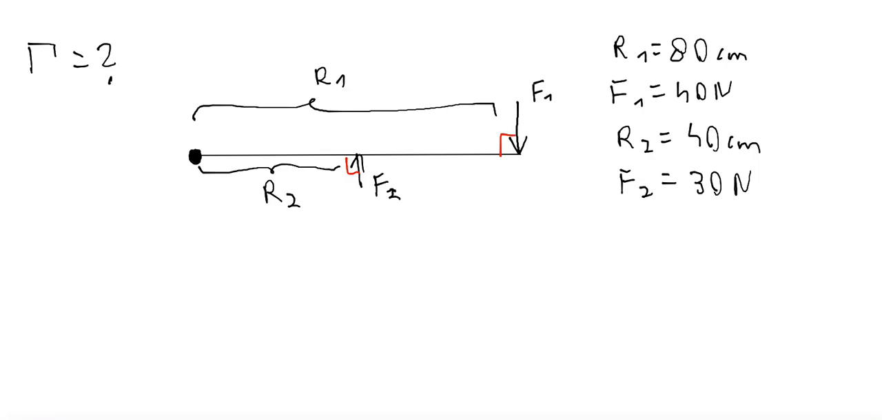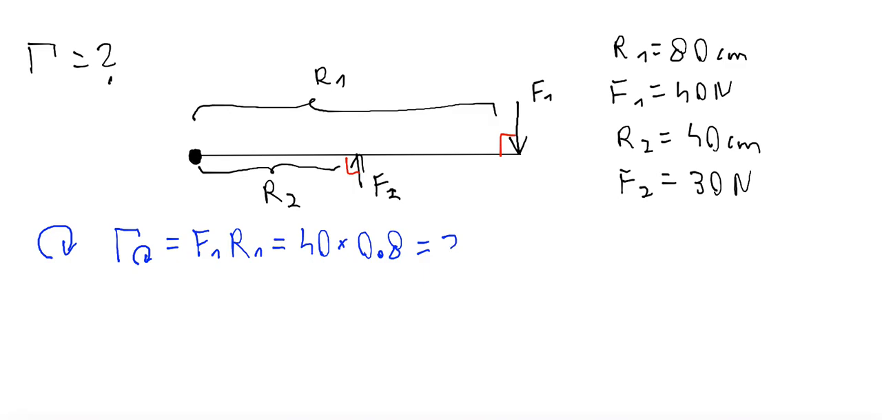Okay, so let's focus first on force F1. I'm going to use a blue color for F1 and r1. Force F1 makes a torque which acts in a clockwise direction. I'm going to use a symbol like this to show this clockwise direction, and it is equal to F1 times r1. We don't need to write sine because the angle is 90 degrees, sine of 90 is 1, so it will be 40 times r1, which is 80 centimeters, so 0.8 meters.